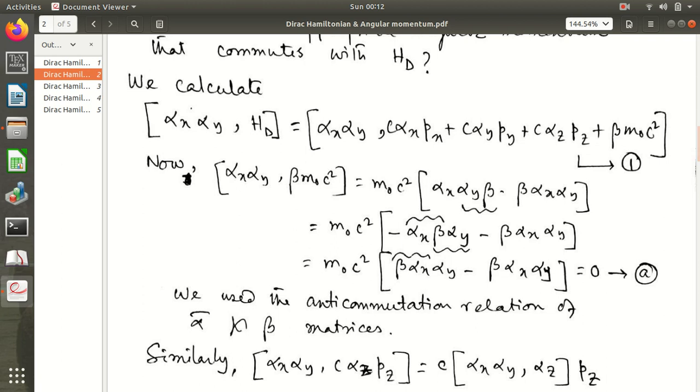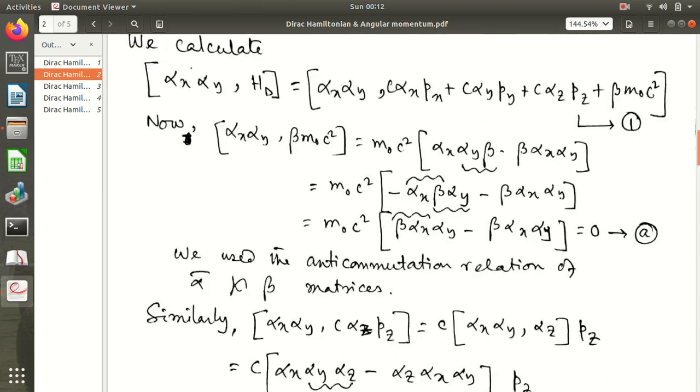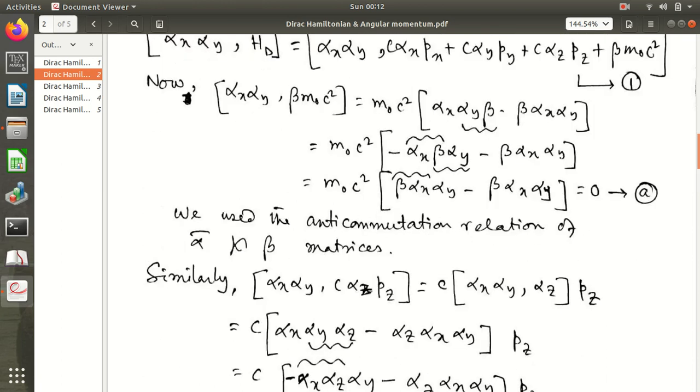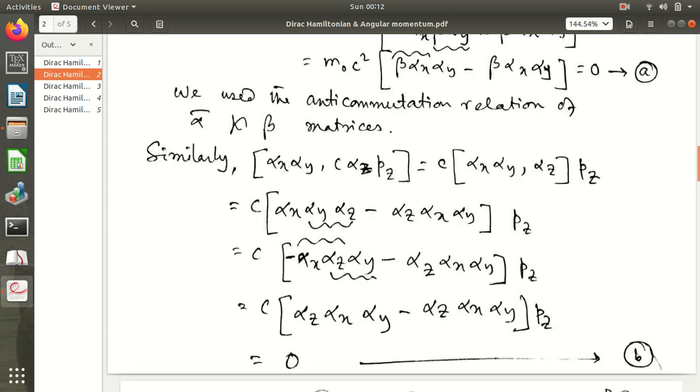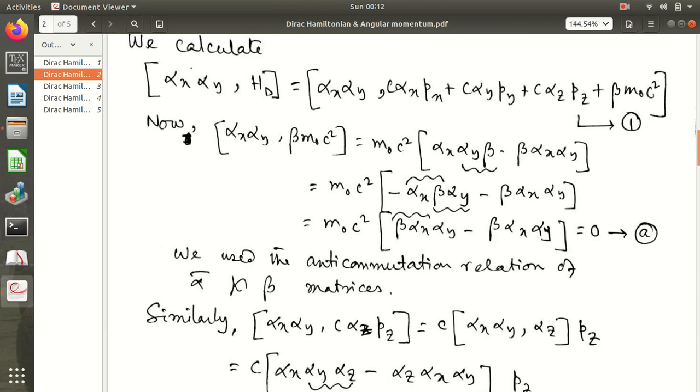So your alpha x alpha y commutes with beta m naught c square, or say alpha x alpha y commutes with beta. And exactly in a similar manner you can show that alpha x alpha y also commutes with c alpha z pz. That means c alpha z pz is the third term in your commutation expansion. Alpha x alpha y commuting with c alpha z pz. That means these two terms, they commute with alpha x alpha y.